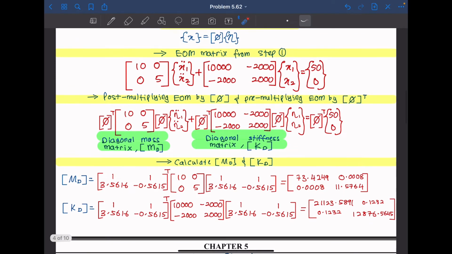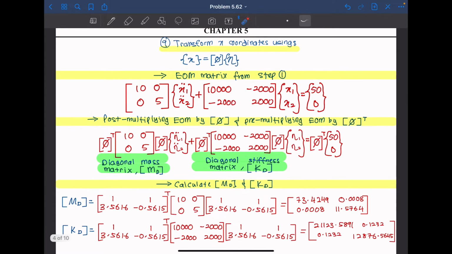If you are wondering why suddenly we go from x coordinates into eta coordinates, it is because, as I've shown before, x coordinates equals the modal matrix times the eta coordinates. So x here can be changed into the modal matrix times eta. Using this formula, x over here equals the modal matrix times eta.